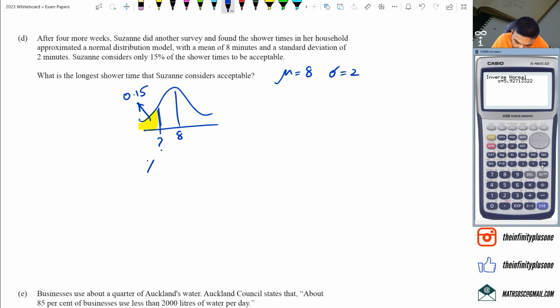So that's going to give us a number of 5.93. So we can actually say x is equal to 5.93 for probability of X less than x, that should be little x by the way, which equals 0.15. So I guess we want to give this, what is the longest shower time that Suzanne considered acceptable? 5.93 minutes just sounds a bit weird. So we probably could say showers under 6 minutes are acceptable.